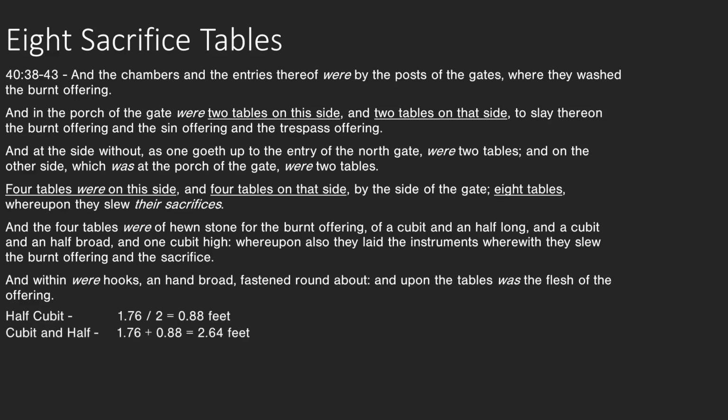As I said, a half cubit is 0.88 feet, which is 10.56 inches, meaning a cubit and a half is 2.64 feet. If you convert that into inches, you'll get 31.68. And remember that that is our box drawn around the Earth number, 3168. The area of the surface of these tables is 6.9696 feet. And that terminates there. It's not a repeating decimal.